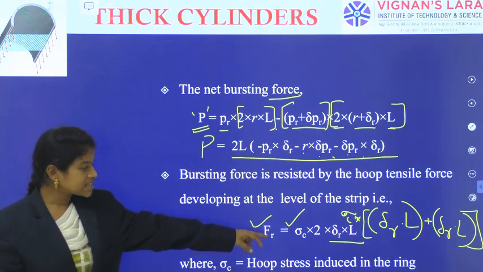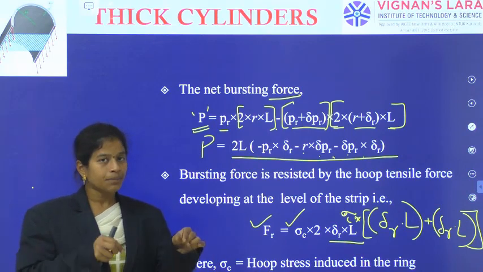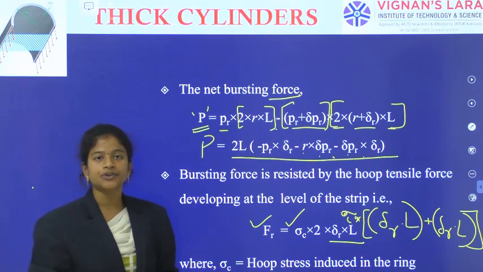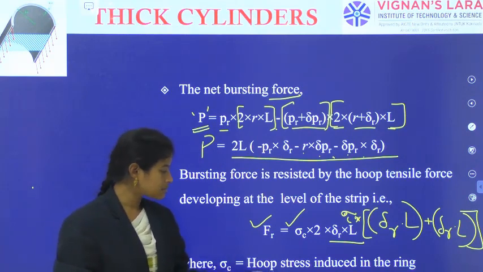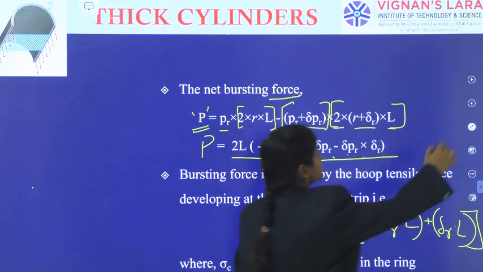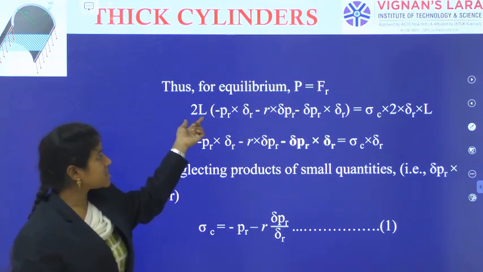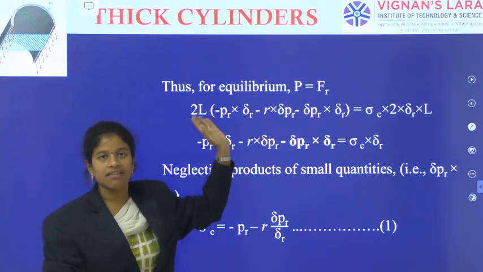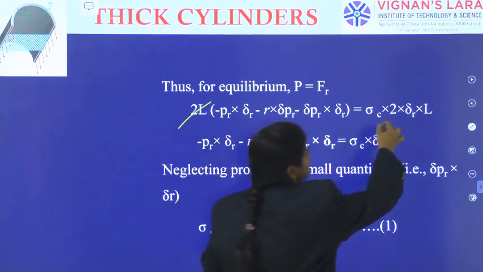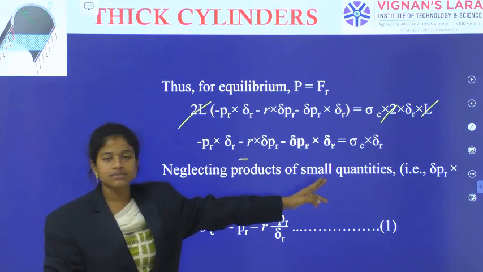Here sigma c is indicated as the hoop stress. Why is it sigma c here? Because it is stopping the body along the circumference. So, the circumferential stress, the tangent to the circumference of the particular ring. So sigma c is the hoop stress induced in that particular ring. The next thing is equating these two conditions. So, at equilibrium P is equal to Fr. As they are the same quantities, I have equated them and am cancelling the possible terms. Here 2L is there, here also 2L, and I am repeating the same terms as they are.